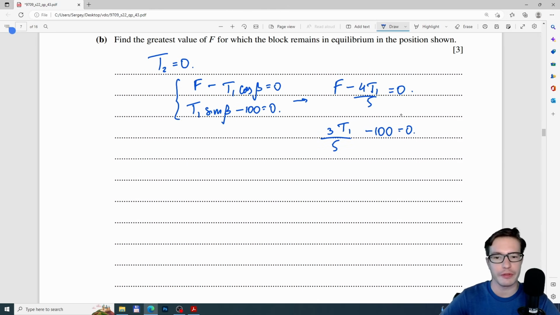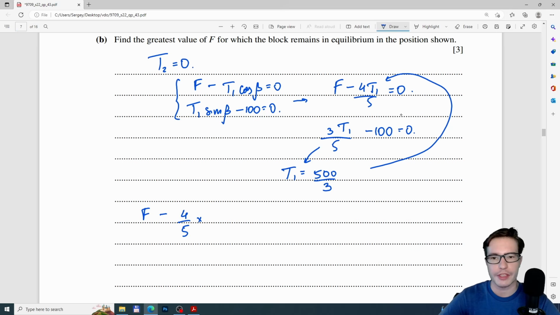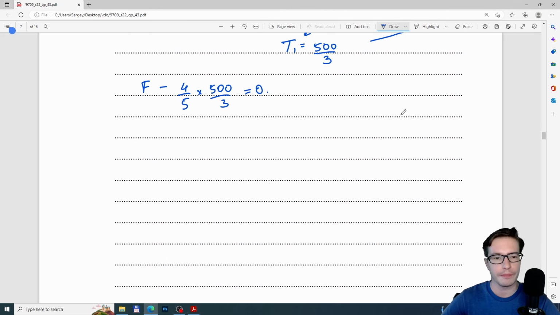Now from the second equation we can find T1. That will be 500 over 3. And we can substitute this into the first one. So we'll get F minus 4 over 5 times 500 over 3 equals 0. Now rearrange it to find F. That will be 4 times 500 divided by 5 times 3. And all in all, it's 400 over 3, or it could be 133 newtons, correct to 3 significant figures.